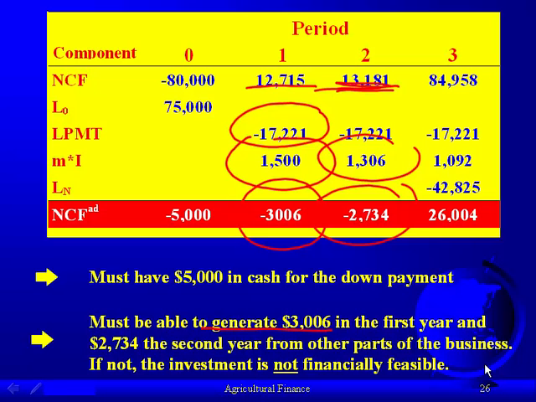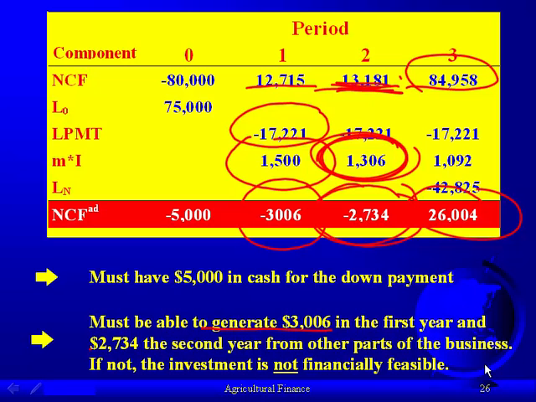So the reason that this is going down is because of what? It's because you have more cash flow coming from the investment. You have $2,734 that needs to be covered in the second year. In the third year, notice that you have a positive cash flow. Why is that? Because you're selling that irrigation system, so you're getting some cash flow from the sale of it.